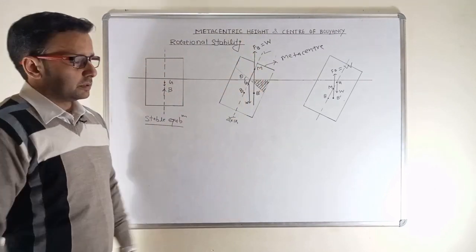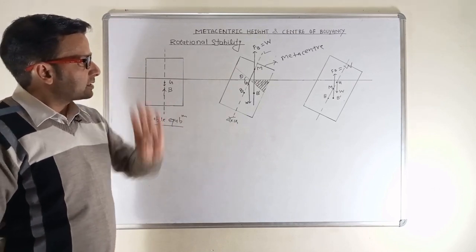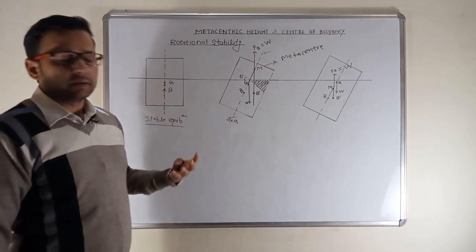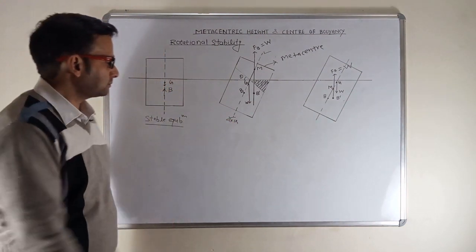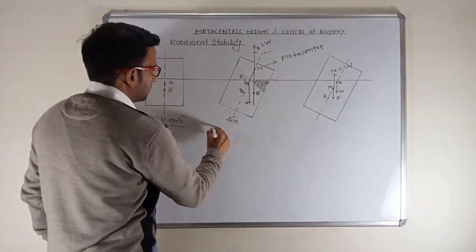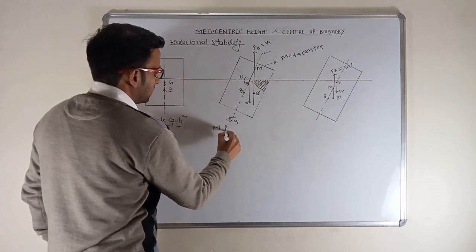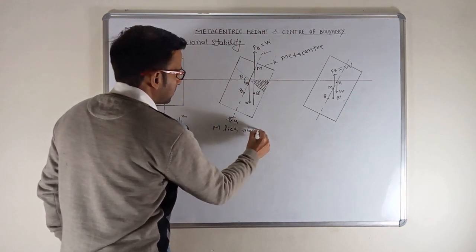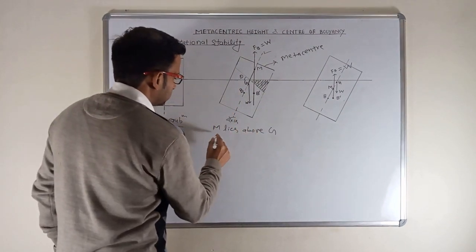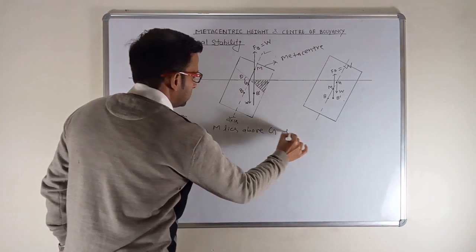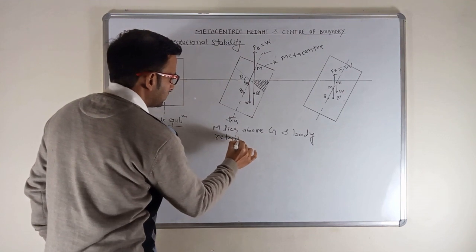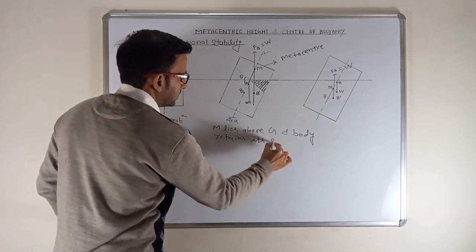I think now this might be clear to all of you, what is the metacenter. Now the metacenter has a significant role regarding the stability of a floating body. In this case, M lies above G, and the body retains its stability.